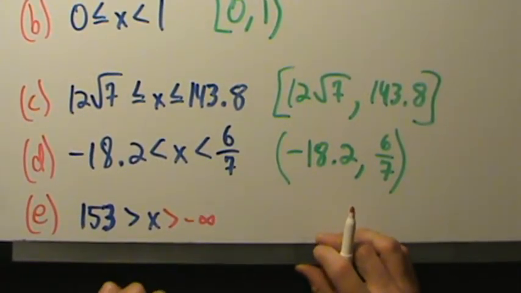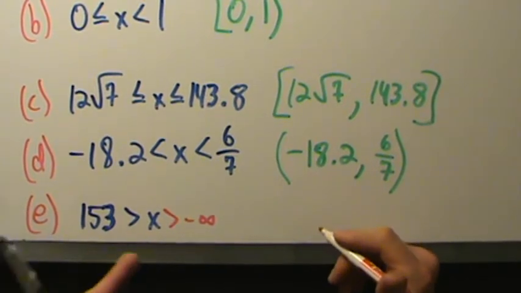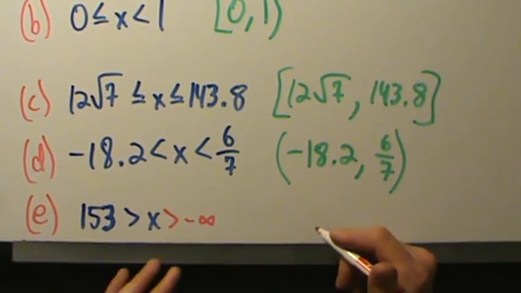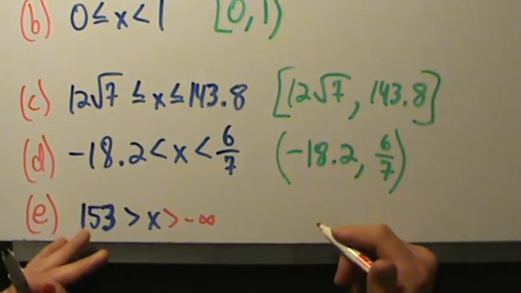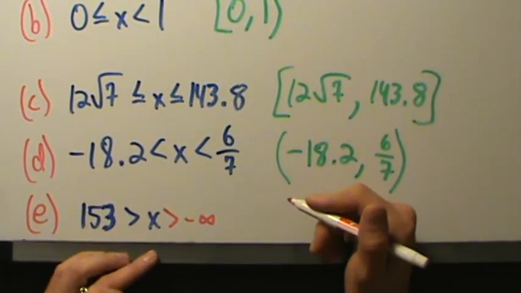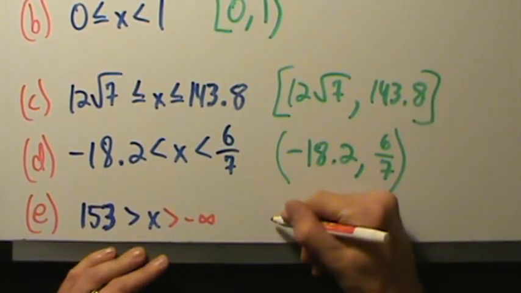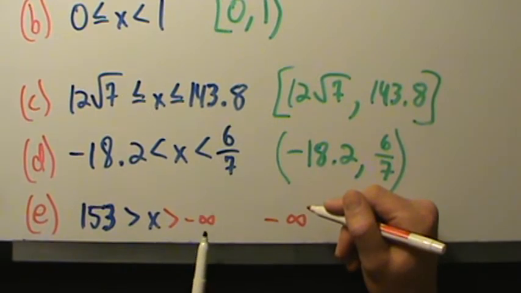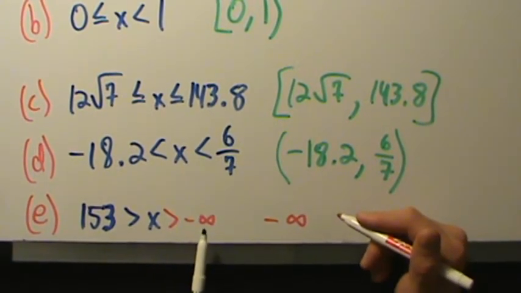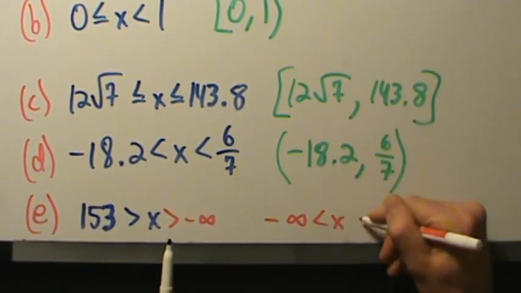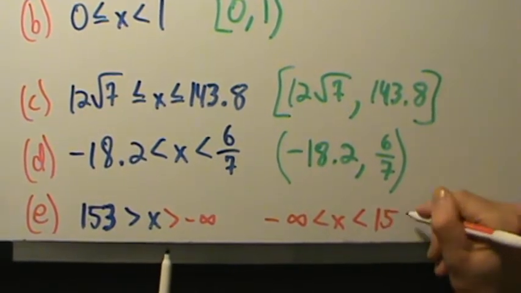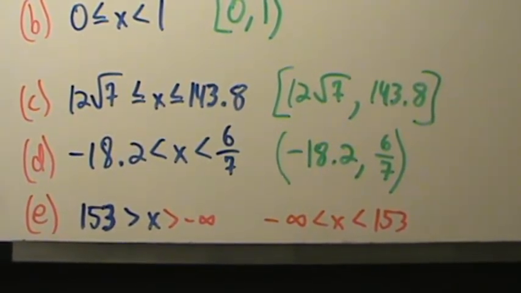It's actually more common to write it the other way around. Before you convert to interval notation, you might want to write it using less than signs, or less than or equal to signs if applicable. So this is the same thing as saying -infinity, if we read this from right to left, -infinity is less than x, is less than 153. Okay.